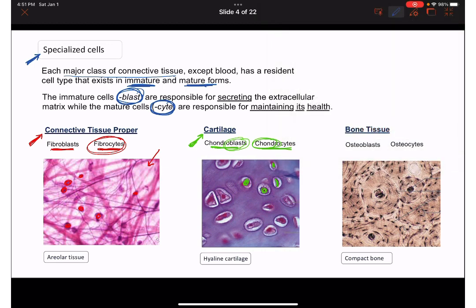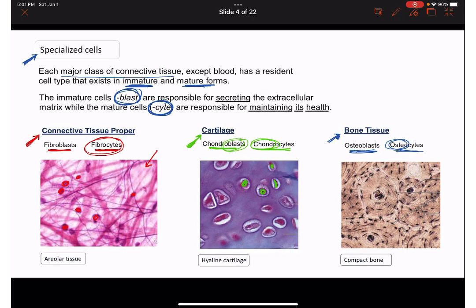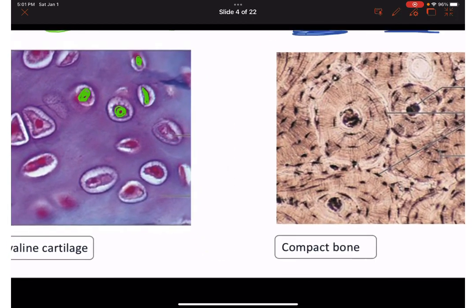And then in bone tissue, we're going to find osteoblasts and osteocytes. Osteo meaning bone. And this is compact bone we're looking at.